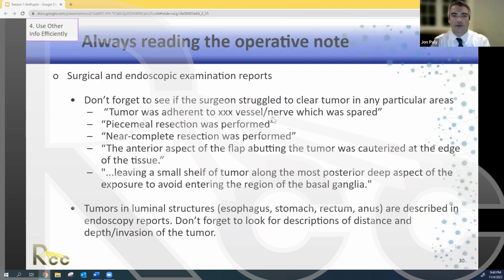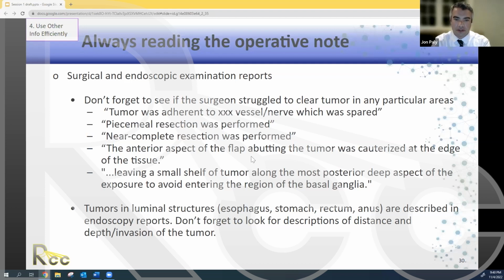Lines like: tumor was adherent to X vessel or nerve, and this nerve was spared, like the facial nerve or a celiac artery or something like that. Or a piecemeal resection was performed, or a near complete resection was performed, or a small shelf of tumor was left along something. All of these are saying the same thing, which is that the surgeon did not clear the disease, and that area requires extra care and extra attention, certainly, and maybe a higher dose.